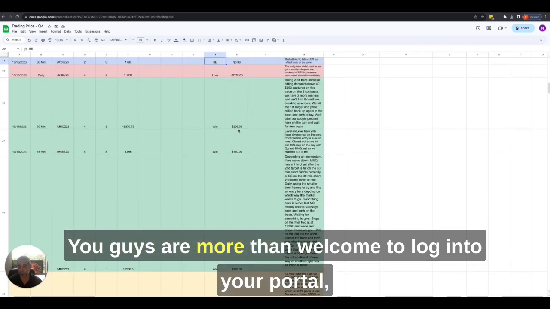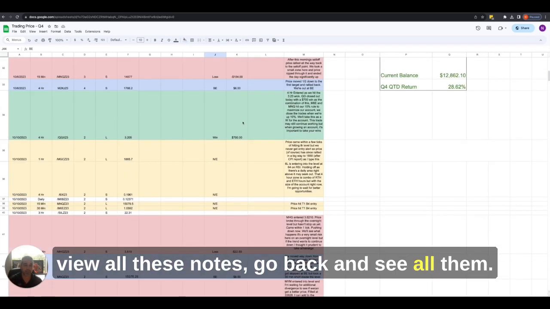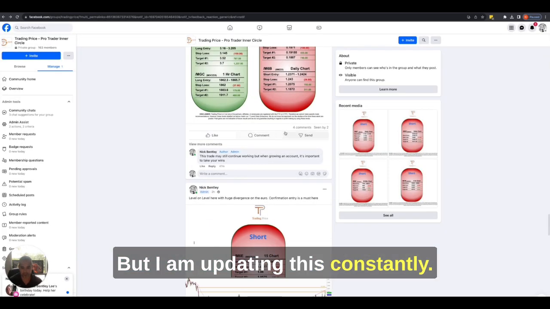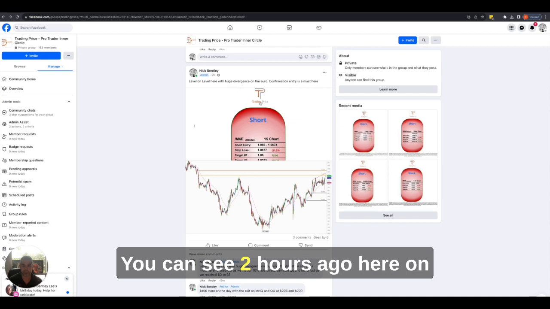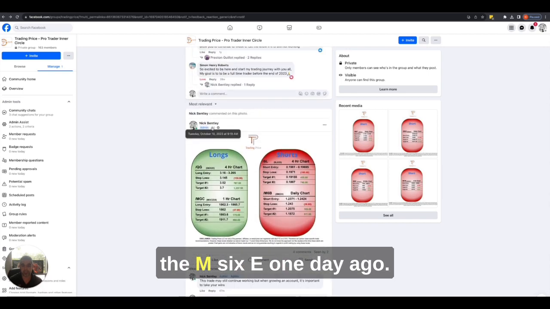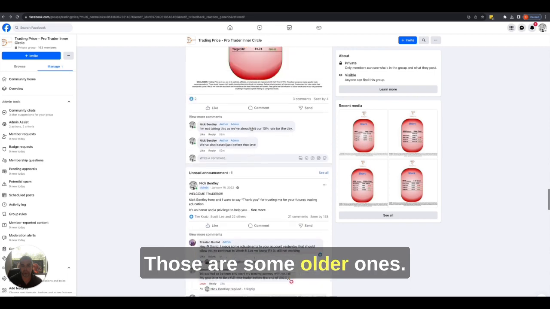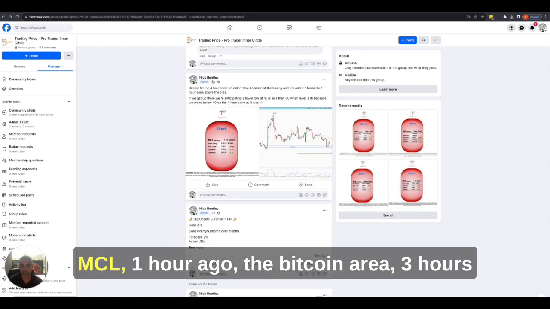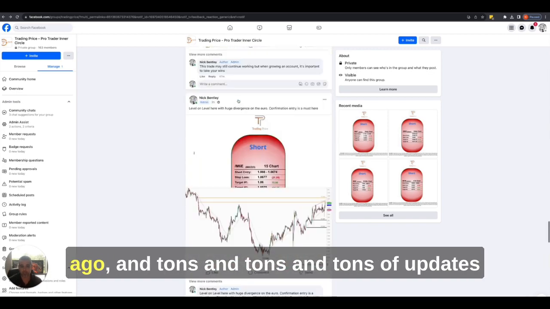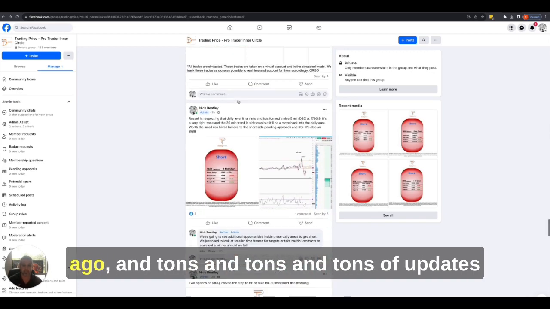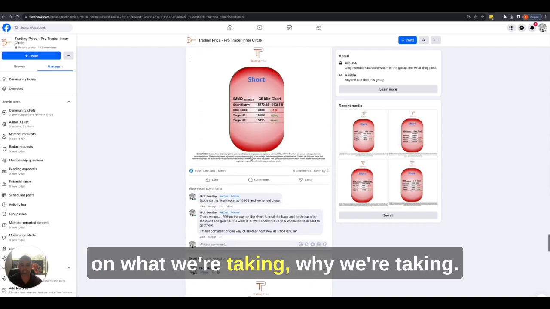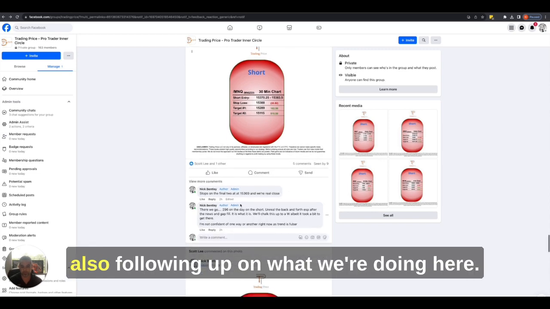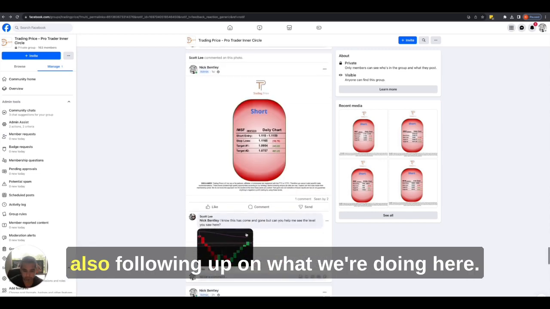You guys are more than welcome to log into your portal, view all these notes, go back and see all of them. But I am updating this constantly. You can see 2 hours ago here on the M6E. 1 day ago, those are some older ones. MCL 1 hour ago. The Bitcoin area 3 hours ago. And tons and tons and tons of updates on what we're taking, why we're taking. Not only am I giving you levels, but I'm also following up, okay, on what we're doing here.